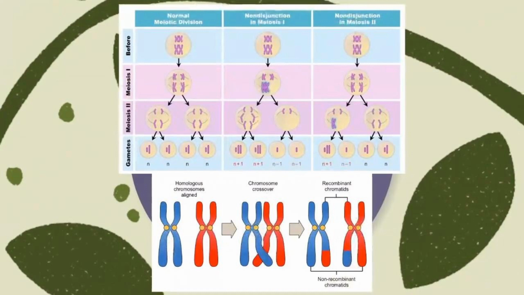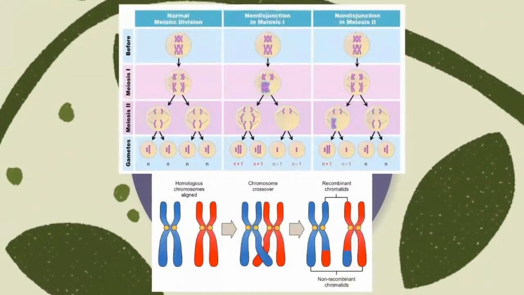As we know, in our body, each of our somatic cells has 46 chromosomes, and that is made up of 23 pairs of chromosomes. So during meiosis, if the two copies of the chromosome fail to pull apart, we call this non-disjunction, and this can result in the gametes ending up with an extra copy of a chromosome or no copy of one of the chromosomes.